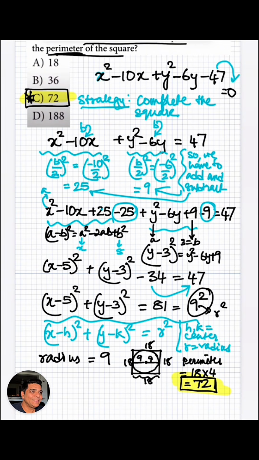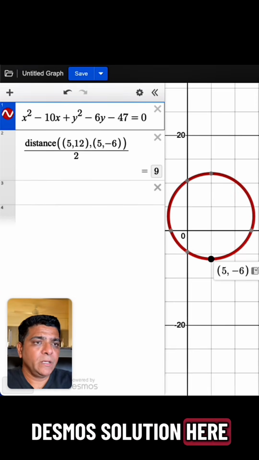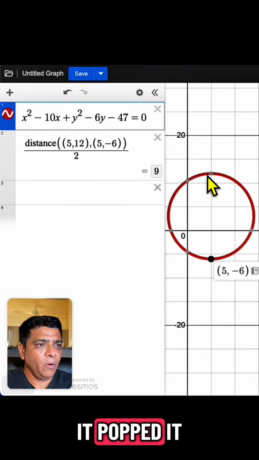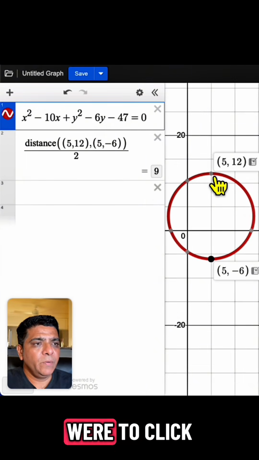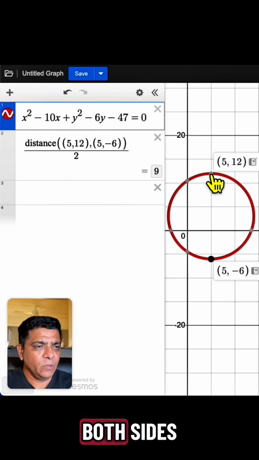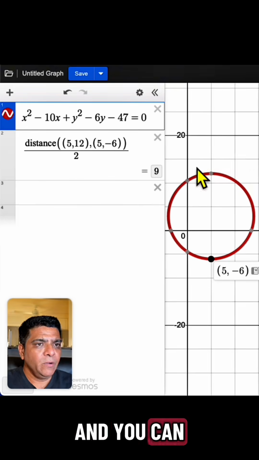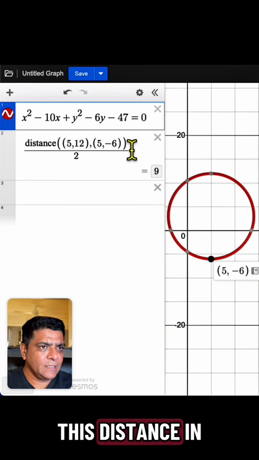So here's a Desmos solution for us. I just put the equation exactly how it was in the problem, and when we did that, it gave us this circle. Now, if you were to click the extremes of both sides to get the diameter of the circle, you'd get the points (5, 12) and (5, negative 6). And you can basically find the radius by using the distance tool within Desmos itself.